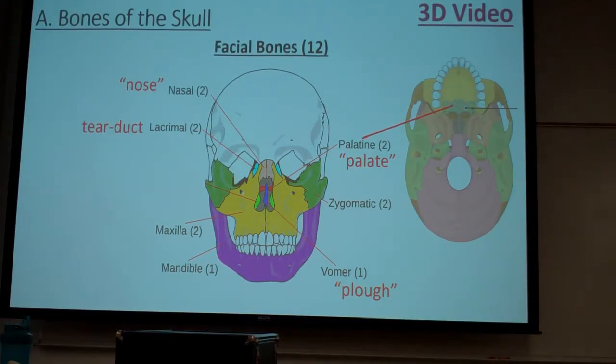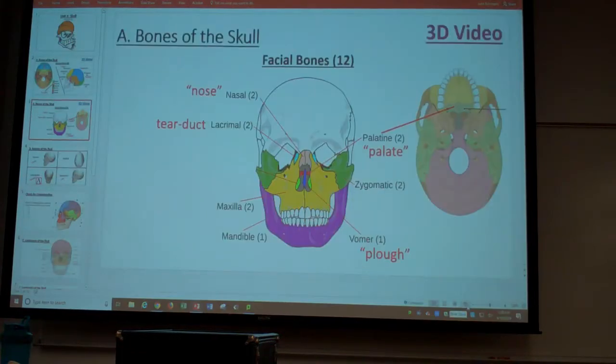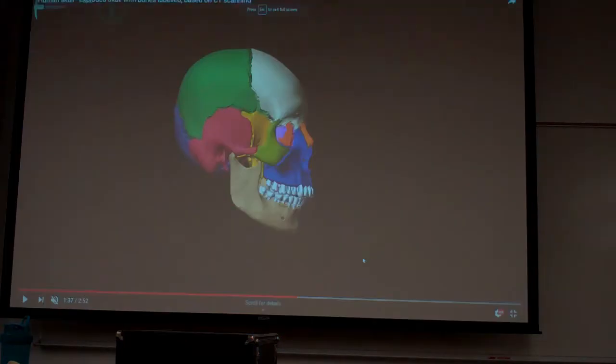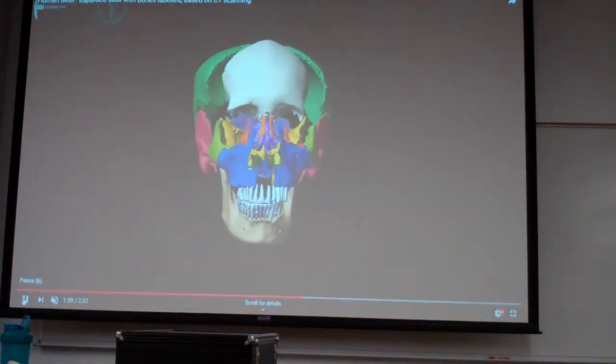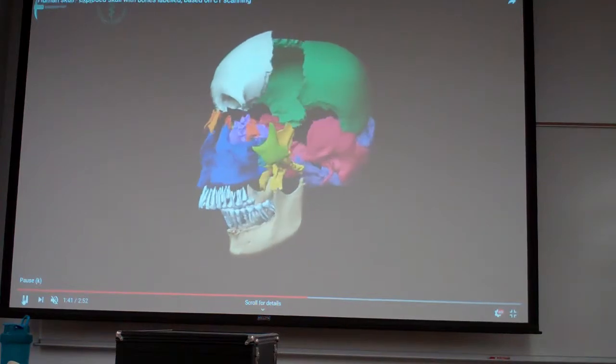Now, 2D representation is okay, but I have a 3D representation, and I think this video does a better job of showing just how many different bones we have in our skull.